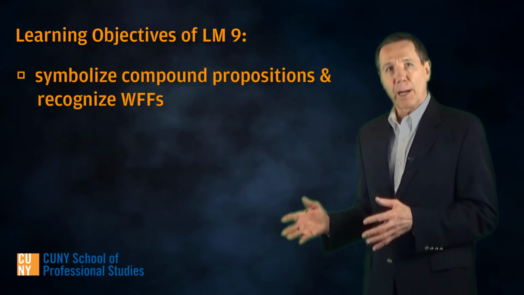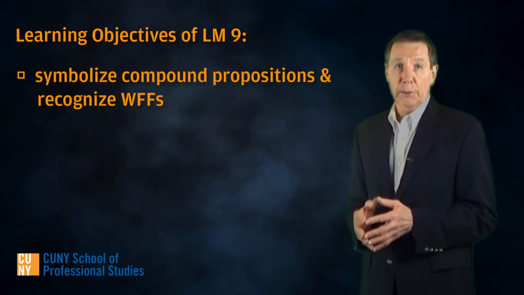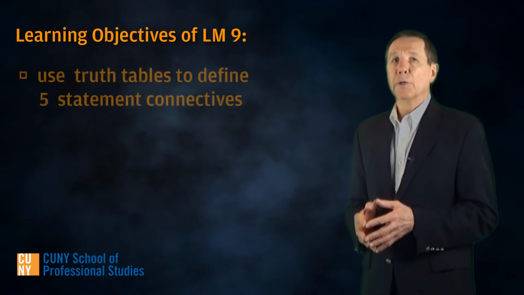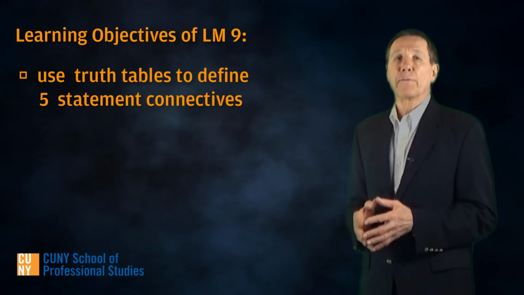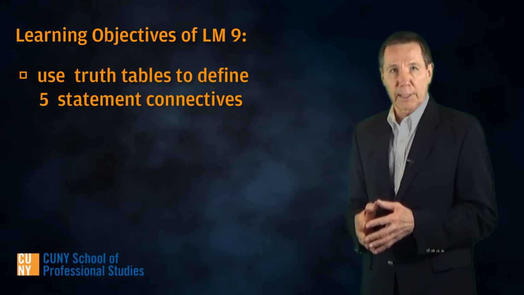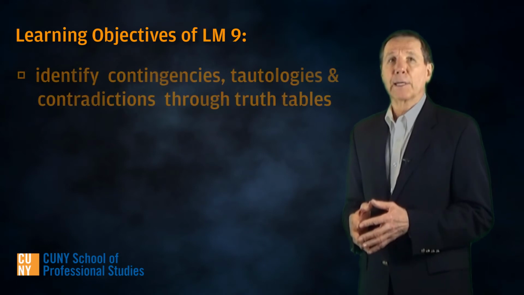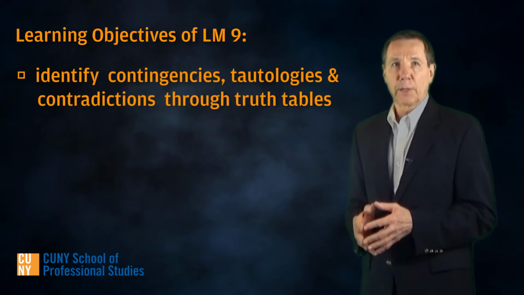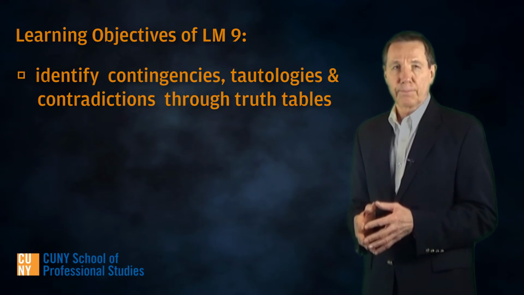Translate compound propositions into symbolic notation, including conventions for punctuation and the concept of a well-formed formula. Use truth tables to truth-functionally define the 5 statement connectives. And finally, identify contingencies, tautologies, and contradictions through the use of truth tables.